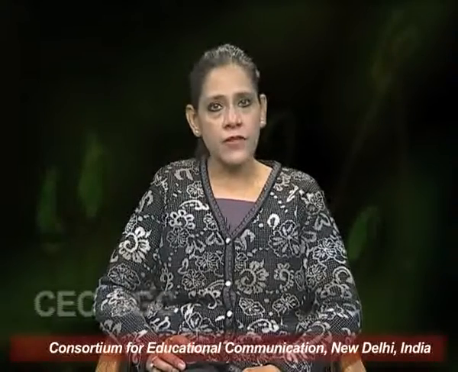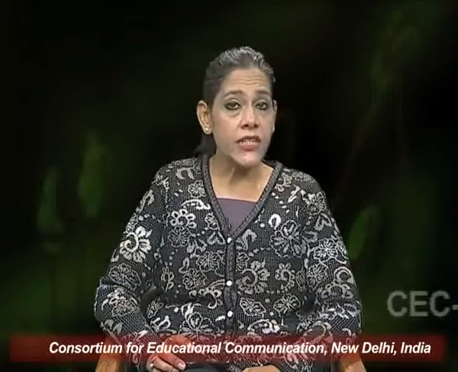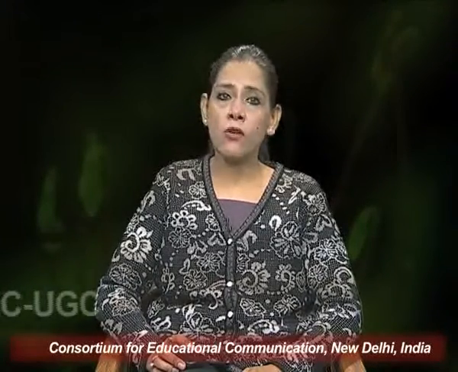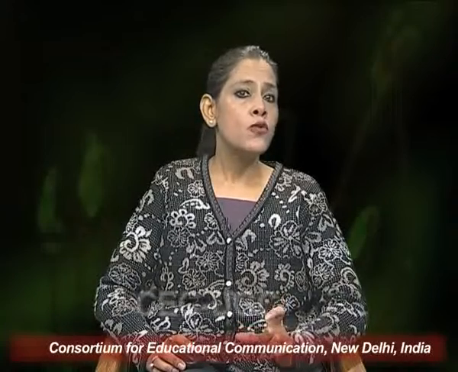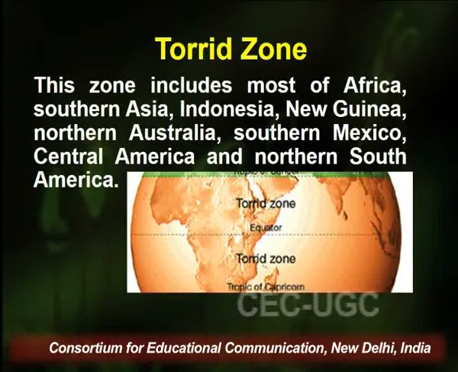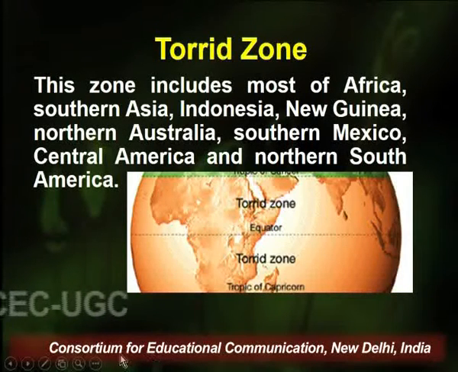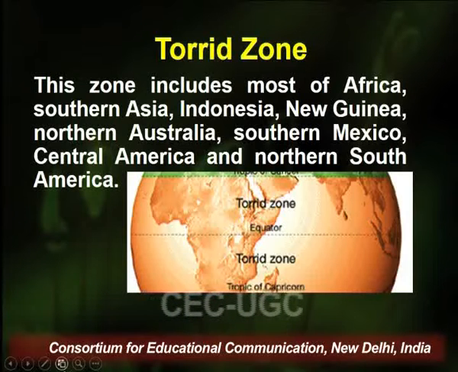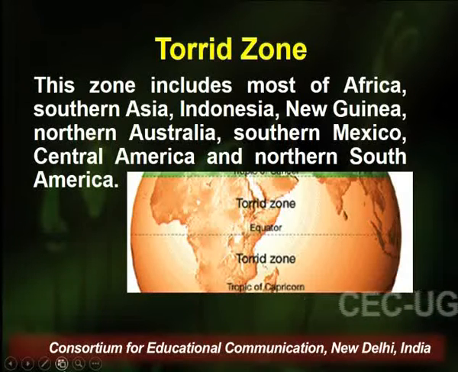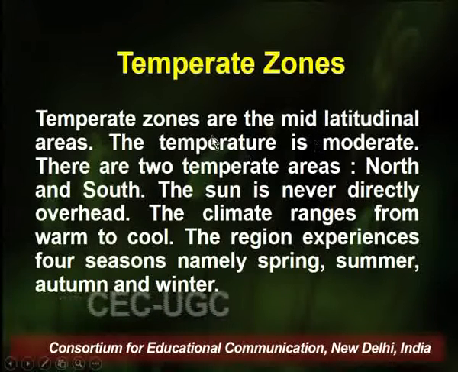Now, in the northern hemisphere, the overhead sun moves north from the equator until it reaches 23.5 degrees north, which is the Tropic of Cancer, for the June solstice. This zone forms the hottest region of the world. Now, the torrid zone includes most of Africa, Southern Asia, Indonesia, Guinea, Northern Australia, Southern Mexico, Central America, Northern and South America.